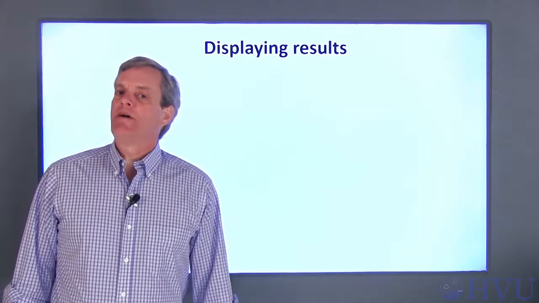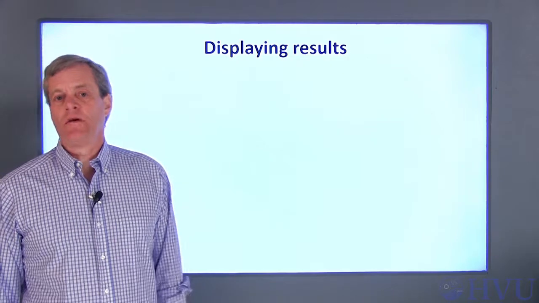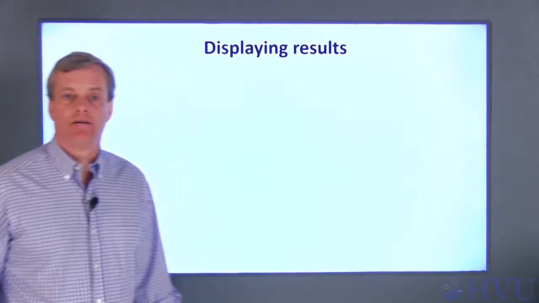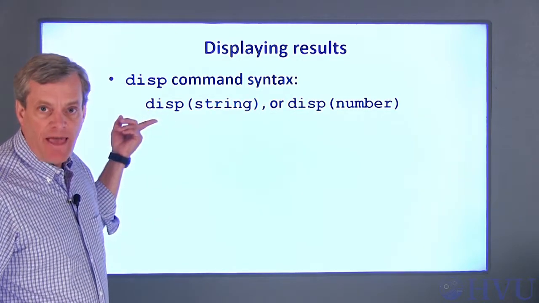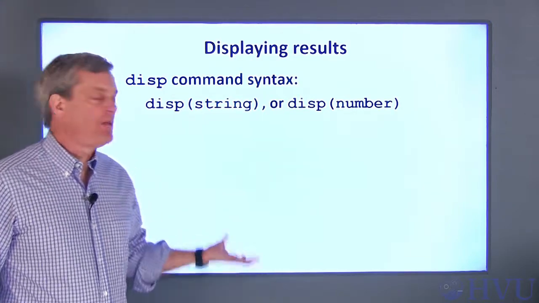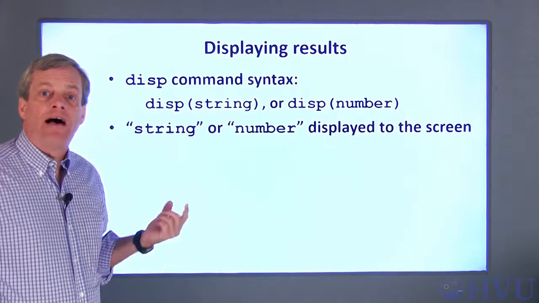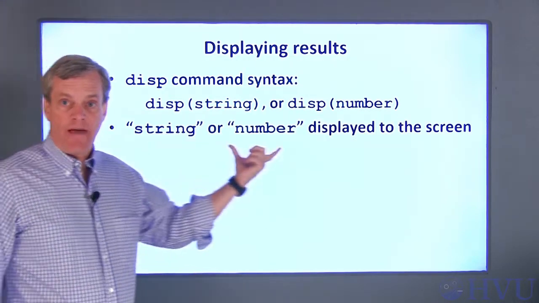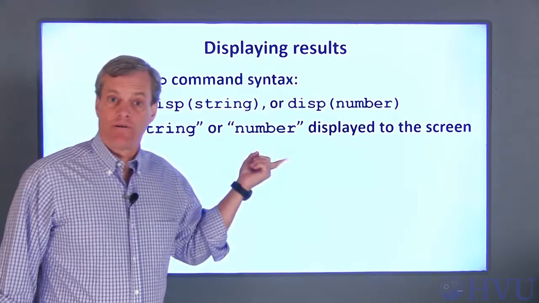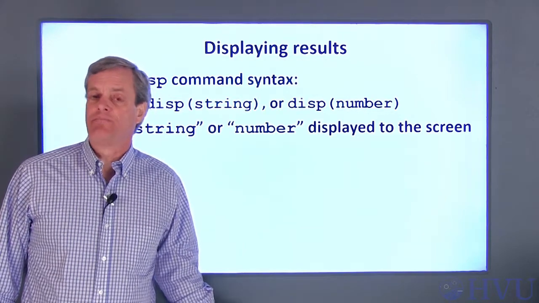You can also customize how you display your results in your script file. There are a few different ways to do this. First, I'll show you the easiest way, using the disp command. To use the disp command, just type the function name, disp, and then what you want to display in parentheses, either a string or a number. The value will be displayed in the command window. The argument to the disp function can be either a string or a number. Numbers, of course, are usually referenced by their variable names.